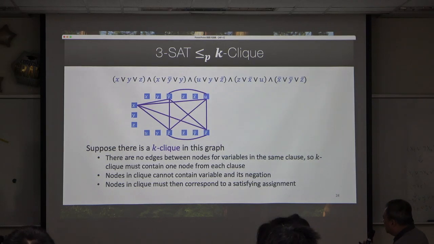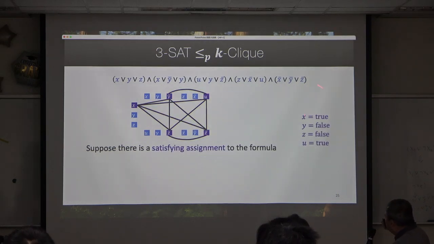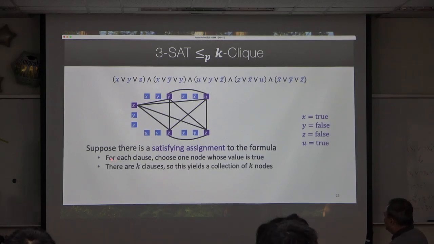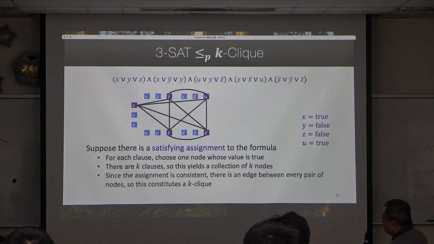Okay, so this is true, false, false, true. Okay, so once you have this, for each class, choose one node whose value is true. Okay, so you choose this one to be true. There are k classes, so this yields a collection of k nodes. And the assignment is consistent. There is an edge between every pair of nodes. So this constitutes a k clique. Okay?